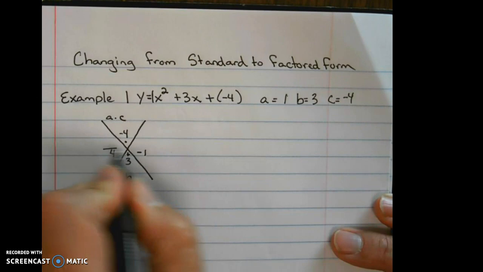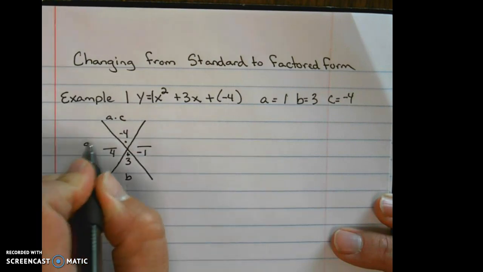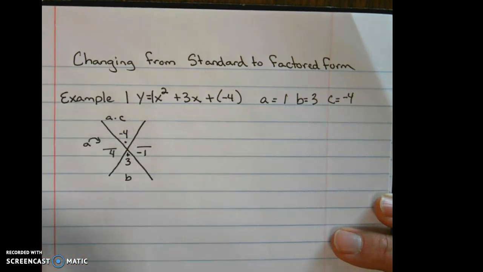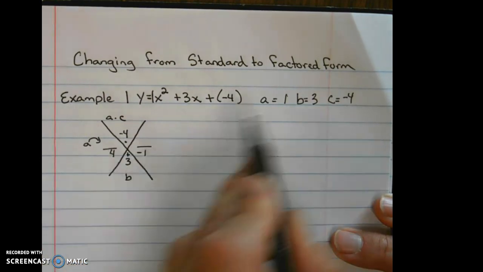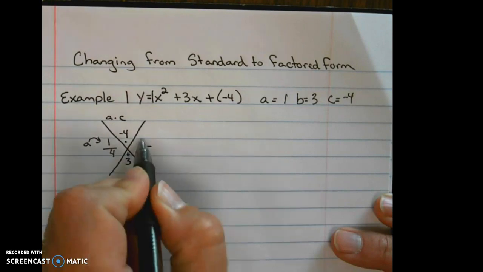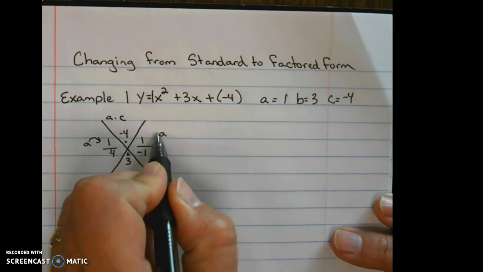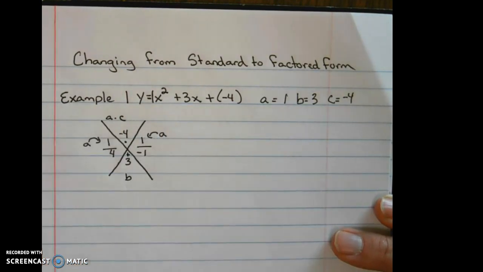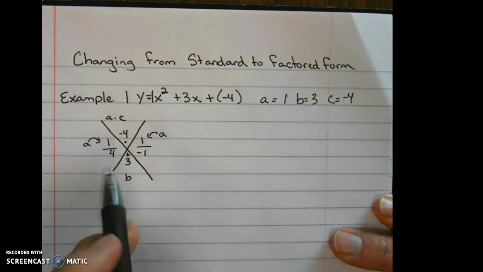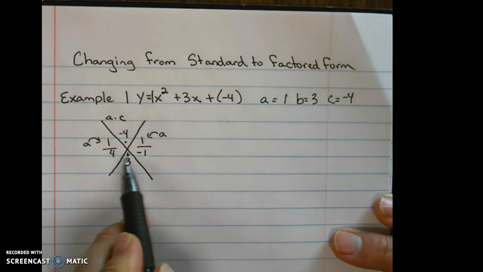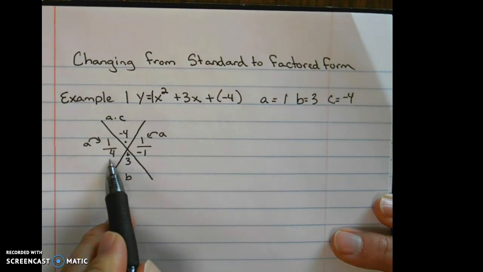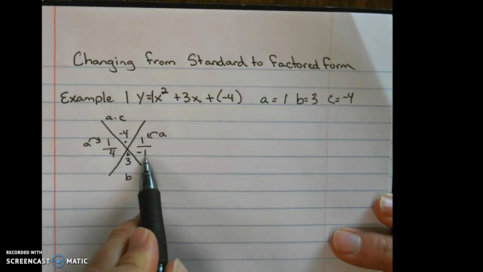Next thing we're going to do is apply the A value on top. So we're going to make a fraction line on top of those numbers. The A value is 1, so the A value goes on top of the fraction. The next thing we want to do is simplify or reduce these fractions if possible. Both fractions are reduced, so we're ready to write factored form.